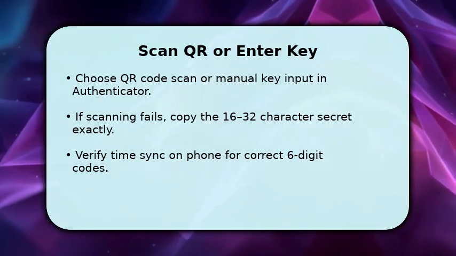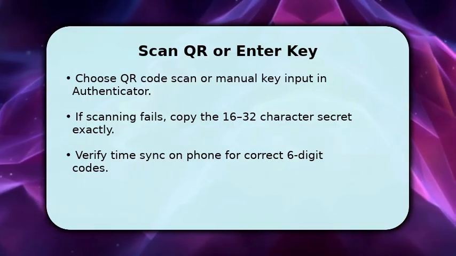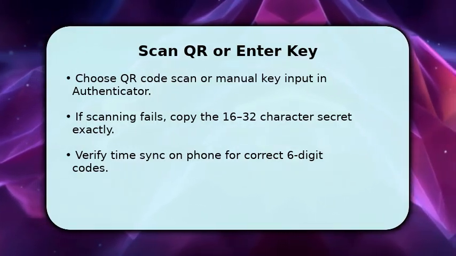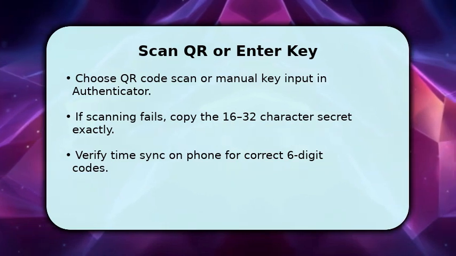Make sure your phone's clock is set to automatic network time. Time drift causes invalid codes. After adding, Authenticator will display a 6-digit rotating code tied to SSS.